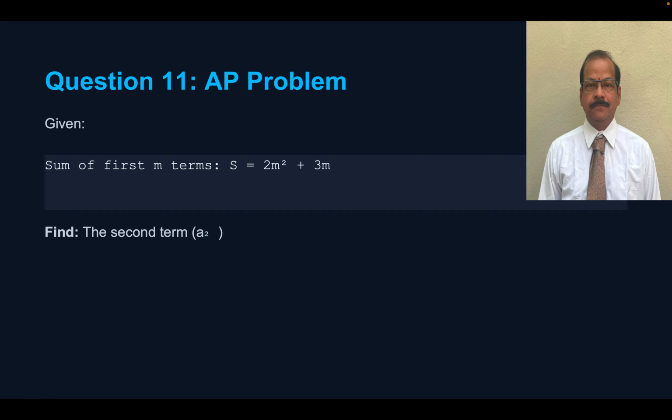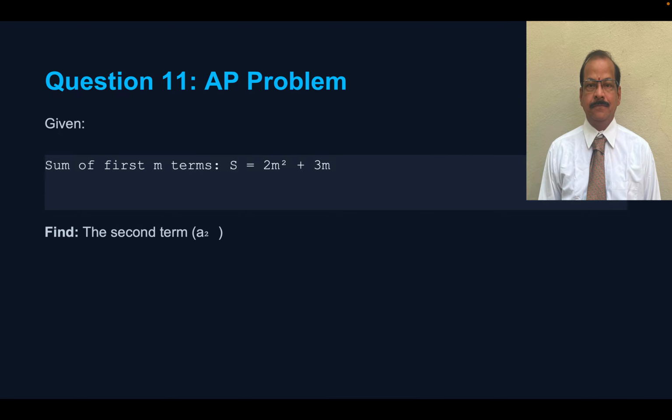Generally we call A1, A2, A3 like that. A1 is the first term, A2 is the second term, like that. So here he is asking the second term A2, whereas the formula given is for the sum of n terms, the sum of m terms. Sum of m terms is 2m square plus 3m.